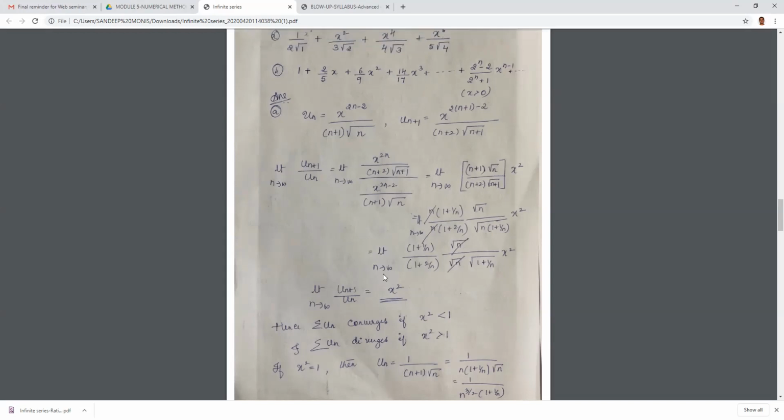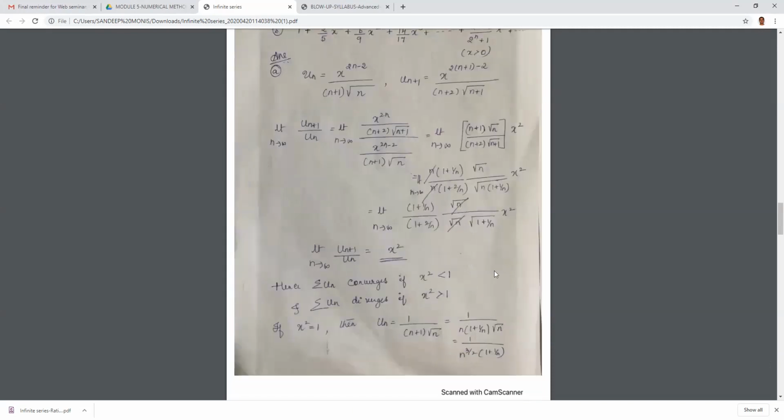Right, now apply the limit n tending to infinity. That time what do you get? 1 by infinity. What is the value? 1 by infinity is 0. 2 by infinity is also 0. So 1 plus 0, 1 plus 0, 1. Here also square root of 1 plus 1 by infinity is 0. Square root of 1. So do we get the full term as 1? 1 into what? X square. So we got limit n tending to infinity un plus 1 by un is equal to x square.